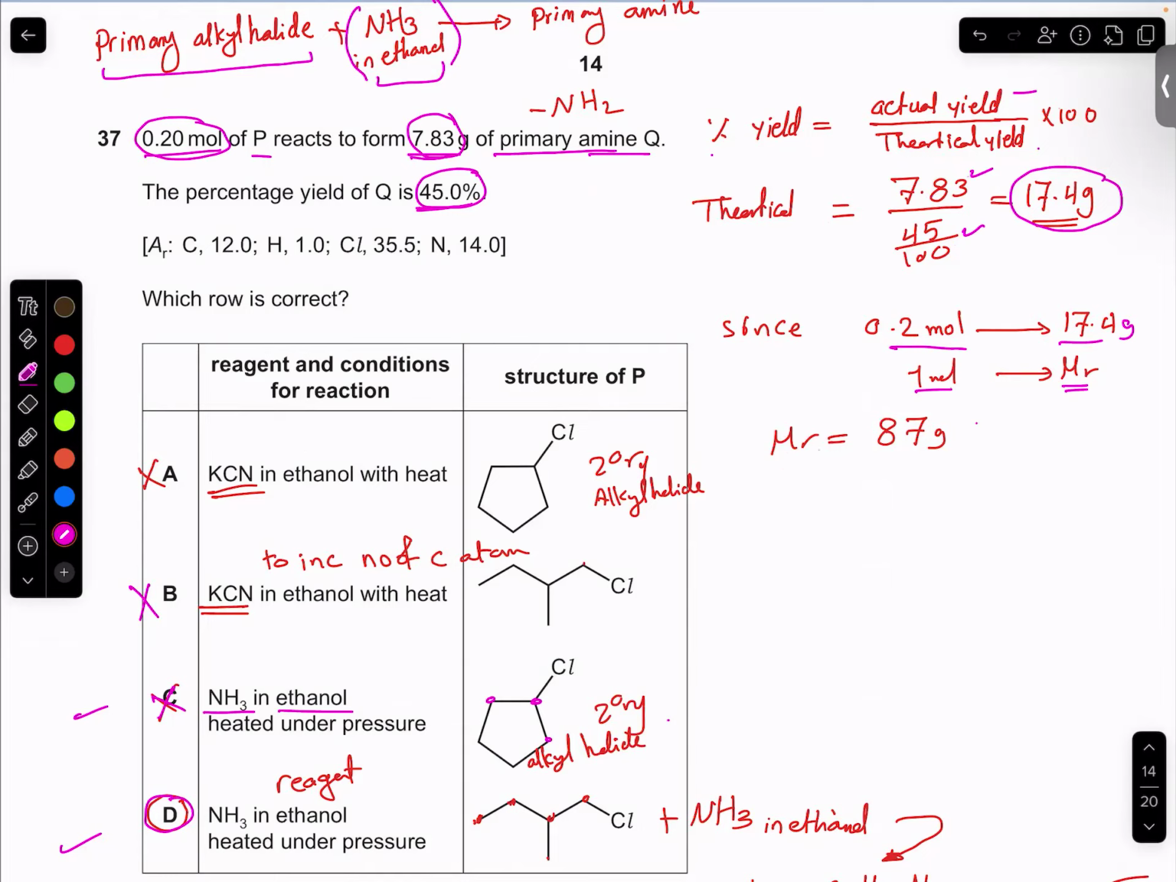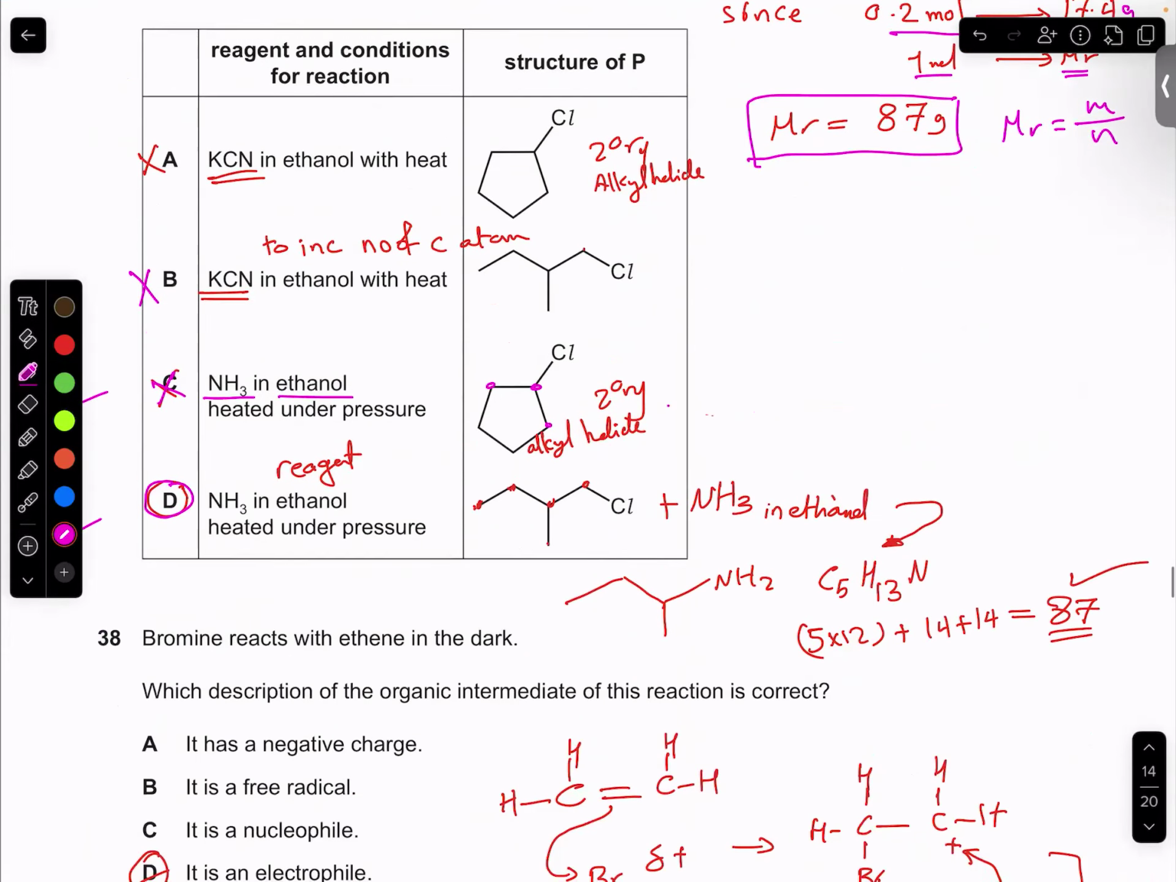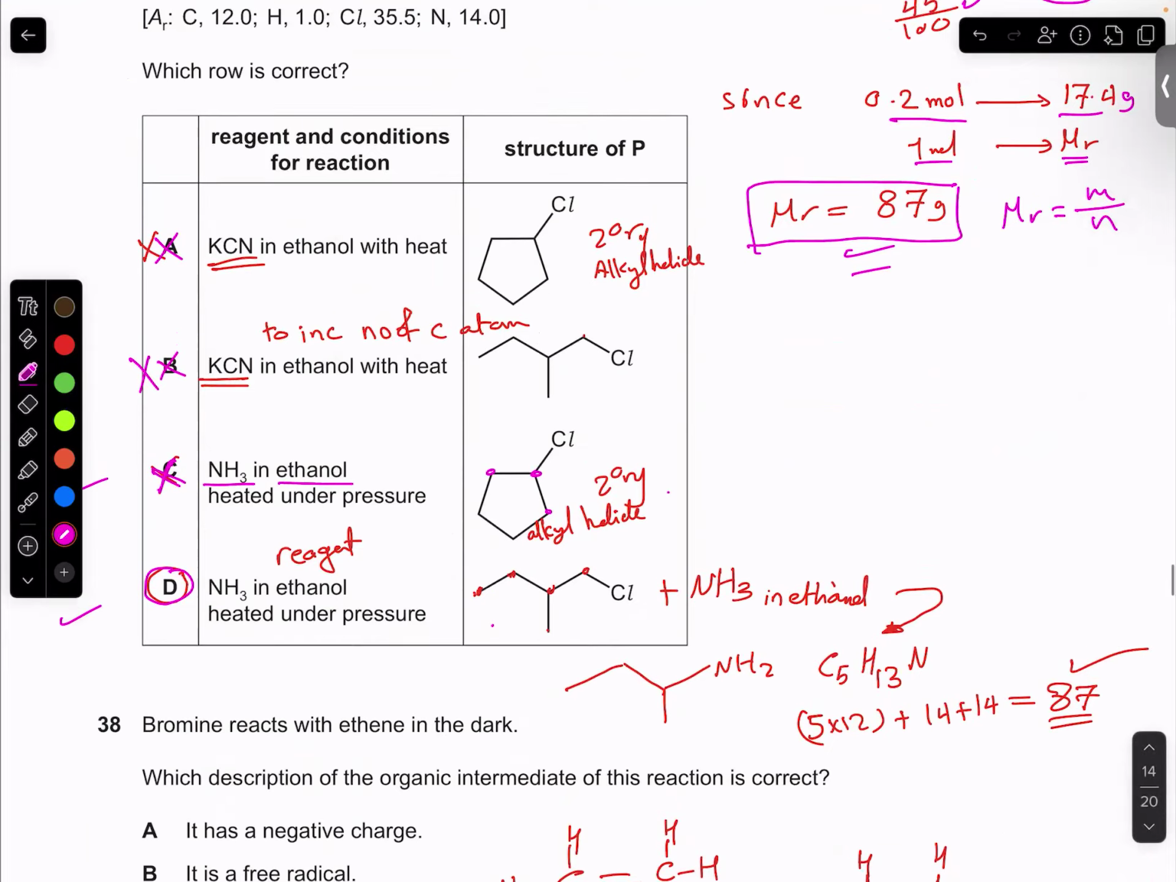I know that Mr equals mass over the number of moles. We will get that the Mr is 87. The Mr is 87. We excluded C, we excluded A and B. Let's apply this on D.